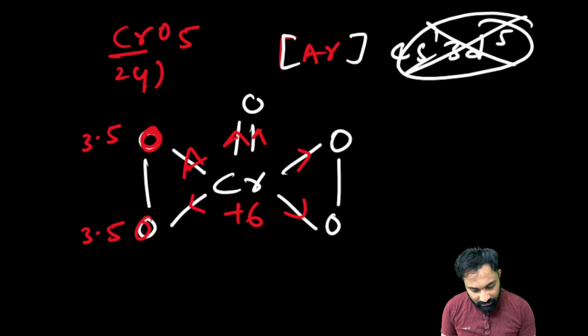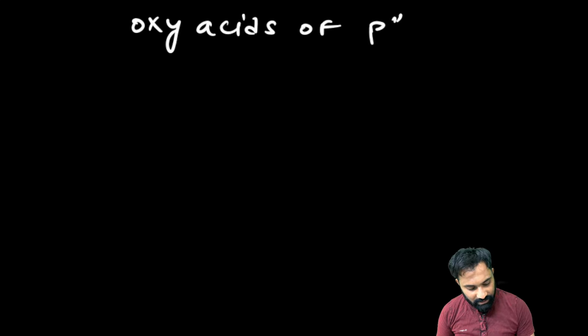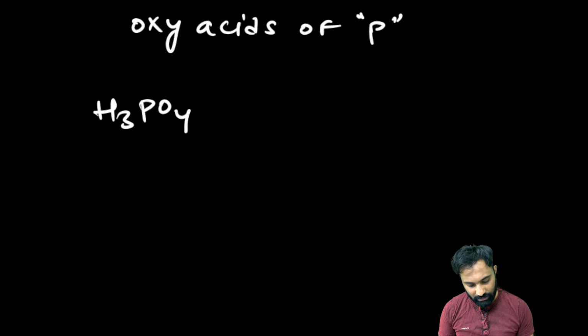Now, sir, how to draw the oxy acids and how to identify the oxidation numbers of sulfur in the oxy acids? I will tell you one trick. If you remember this trick, whatever compound they may ask, you can directly predict the oxidation number of that atom. First, I will tell you the oxy acids of phosphorus. This is a trick to identify the oxy acids of phosphorus first. Like H3PO4, if they have given H3PO4 and I ask the phosphorus oxidation number, how much is it?